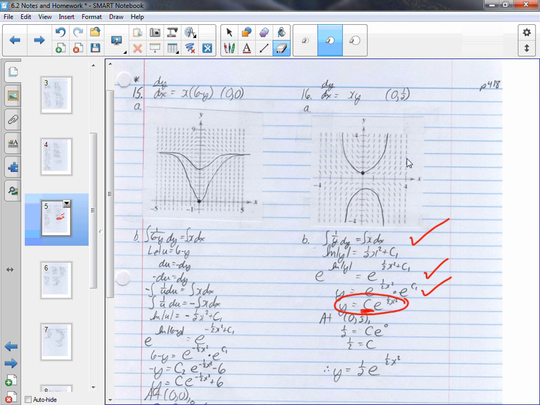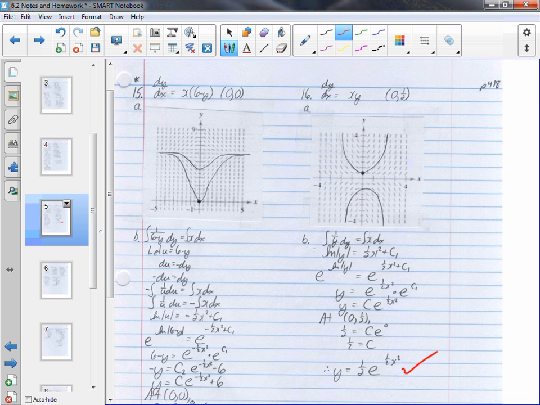All right. Then at the point 0, 1/2, because they tell us the point 0, 1/2, put in a 0 for x and a 1/2 for y. That allows us to solve for c. E to the 0 is 1, so c equals 1/2. And there we go. Does that take care of 16? Any others? 10?